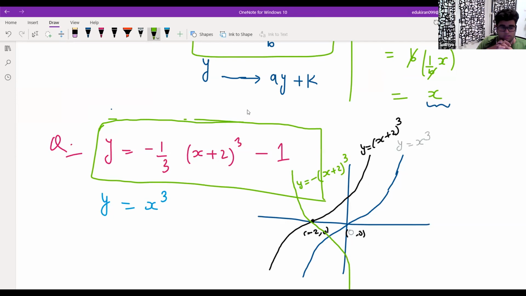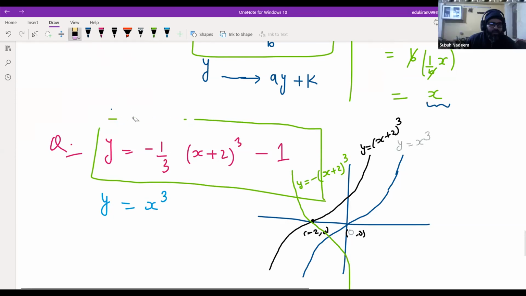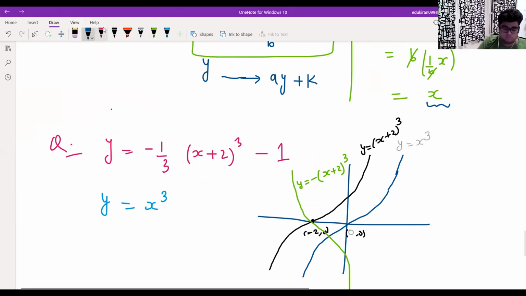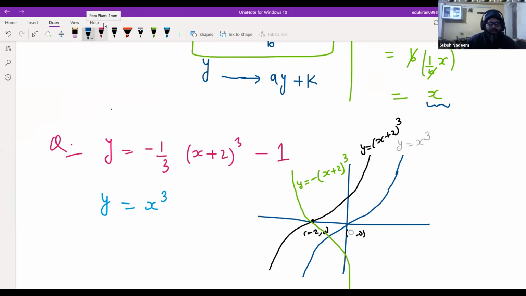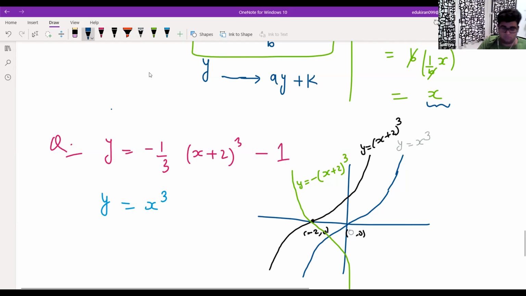So how do we get the minus x plus 2? Just see the points which we did. Yes, so minus of f of x is reflected about the x-axis. Okay, so minus 1 by 3 x, minus is gone. Now let us talk about the 1 by 3.